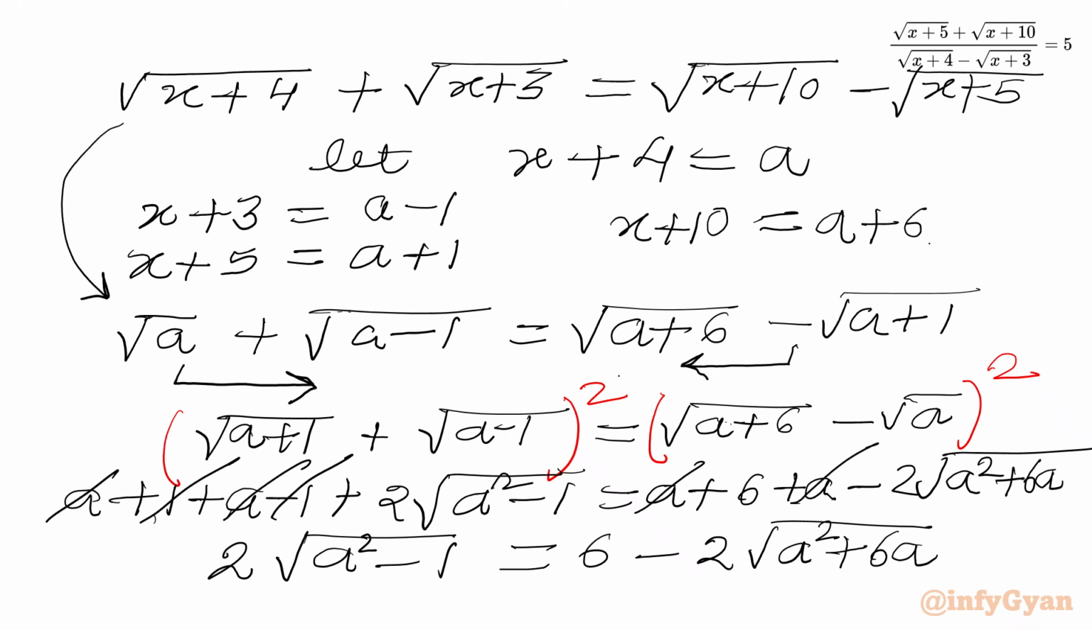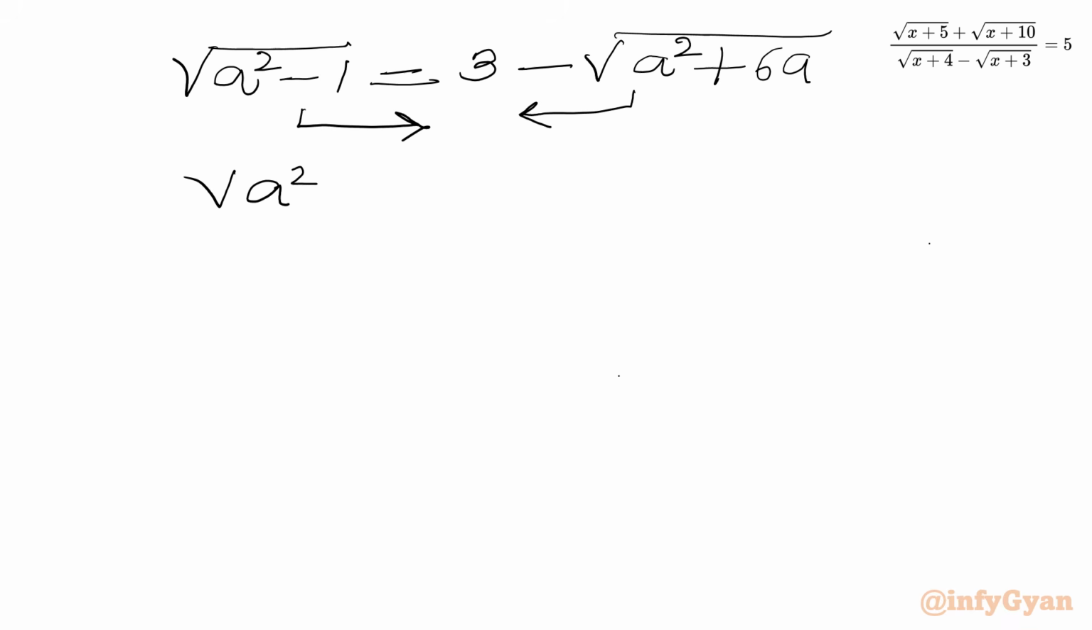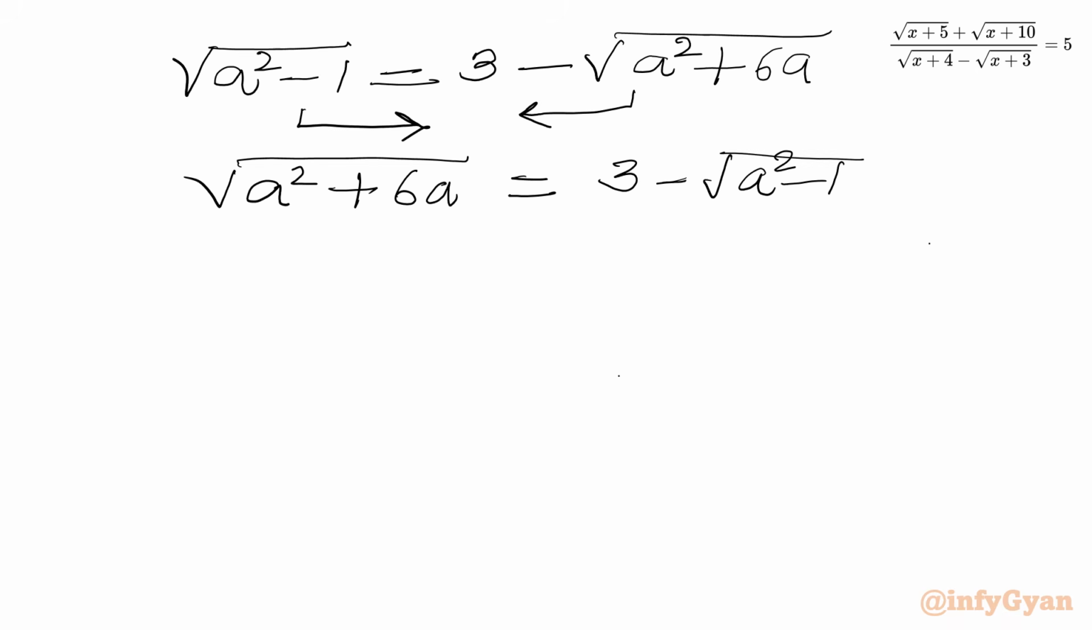Now we can divide both sides by 2. We will get square root of a² minus 1 equal to 6 over 2, which is 3, minus square root of a² plus 6a. Now we will take this term to the LHS and this term to the RHS. So we can write square root of a² plus 6a on the left hand side and 3 minus square root of a² minus 1 on the right hand side.